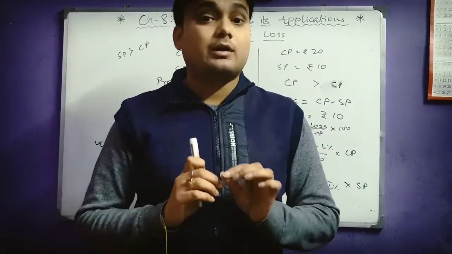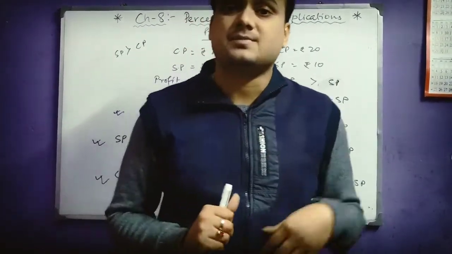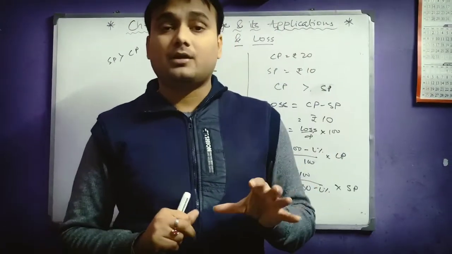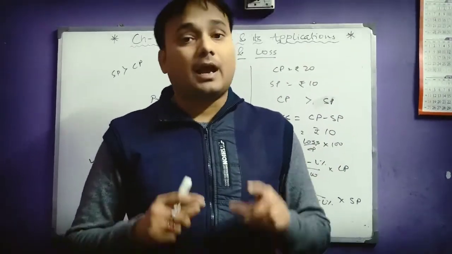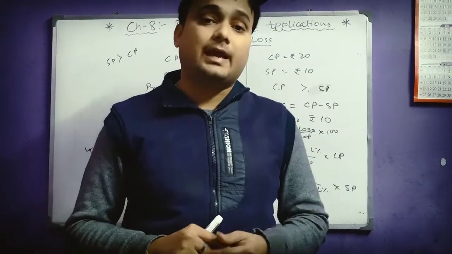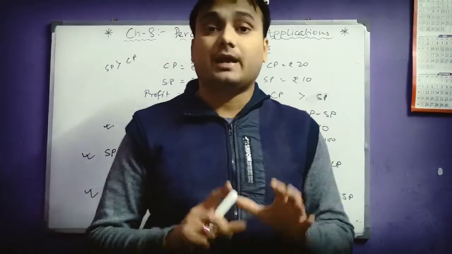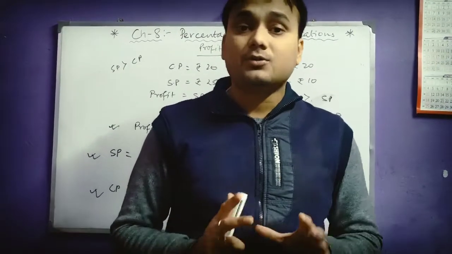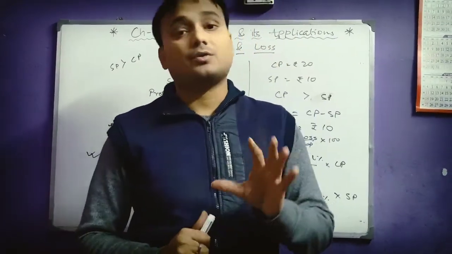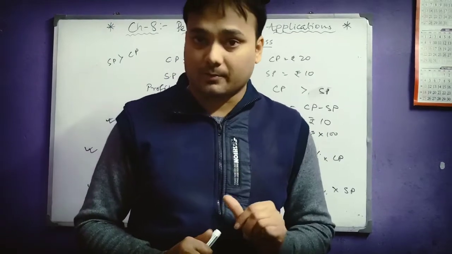So overhead expenses are the extra expenses which I incur for that particular substance which I am purchasing, okay? And this money directly gets added with the cost price, and then the total cost price will be treated as the final cost price and will be used for doing the calculation. So this is also something which you should keep in your mind, okay?